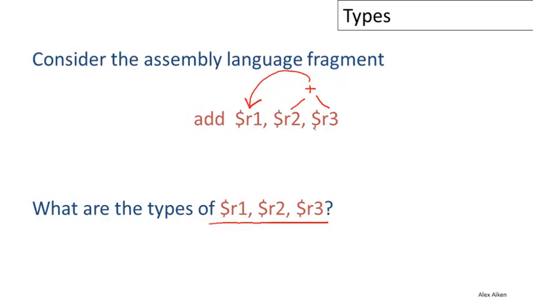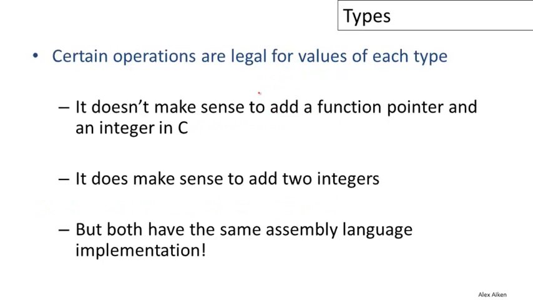They could be representatives of any kind of type, because they're just a bunch of registers with zeros and ones in them. The add operation will be happy to take them and add them up, even if it doesn't make sense, and produce a bit pattern that it stores into R1. To make this a little clearer, it's useful to think about certain operations that are legal for values of each type. For example, it would make perfect sense to add two integers. If I have two bit patterns that represent integers, then when I sum them up, I will get a bit pattern that represents the sum of those two integers.